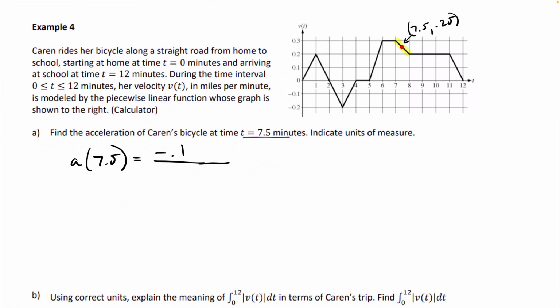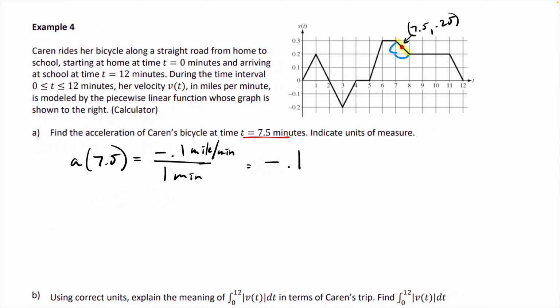Velocity-wise, I'm going down 1. All right? And then I go over 1. Well, that's time, minutes, right? So 1 minute. I should probably put, this is minutes, miles per minute. Anytime you divide by 1, you're just going to get whatever's on top. So acceleration is negative 0.1.